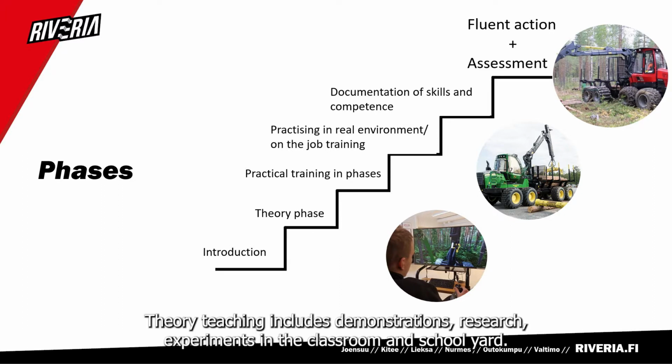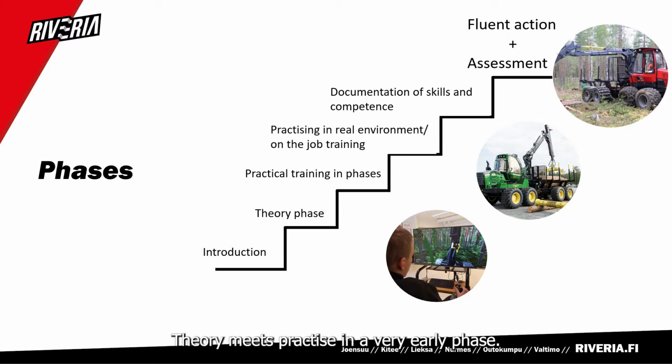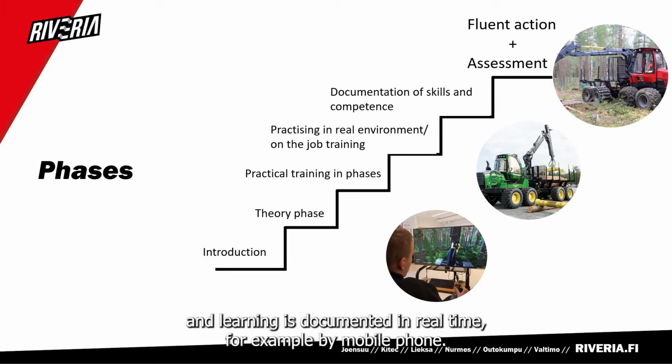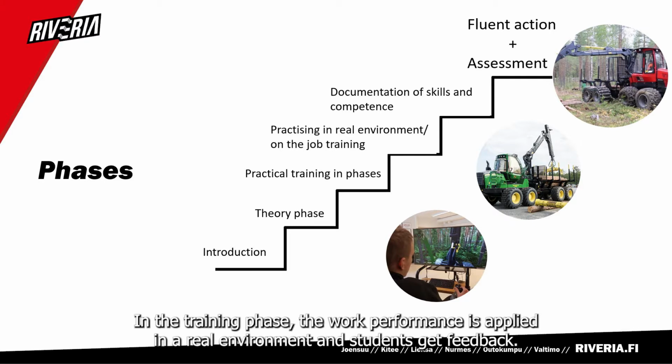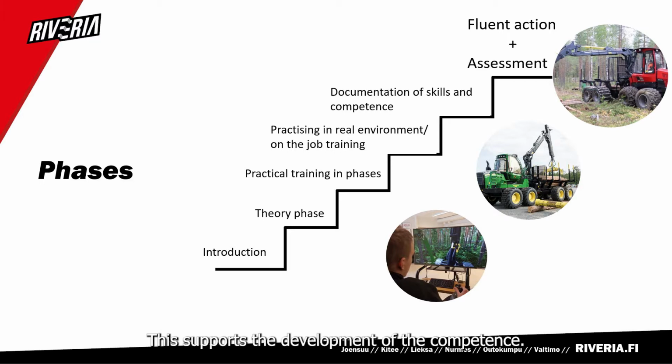Theory teaching includes demonstration, research, and experiments in the classroom and schoolyard. Theory meets practice in a very early phase. Practical skills are practiced in stages. The different parts of a work task are dissected into exercises, and learning is documented in real time, for example by mobile phone. In the training phase, the work performance is applied in a real environment and students get feedback. This supports the development of competence.